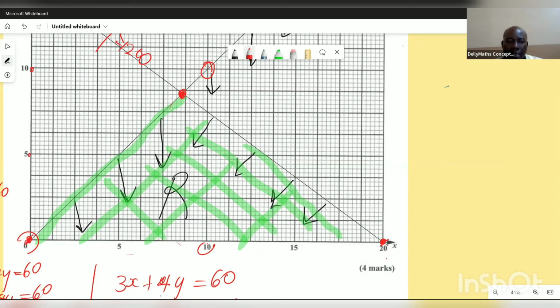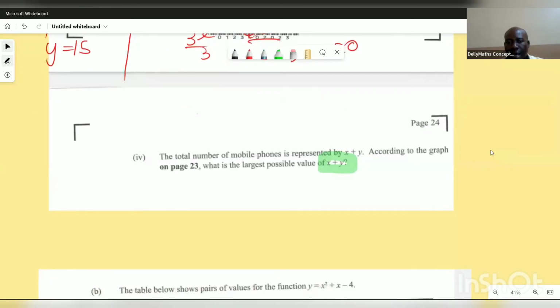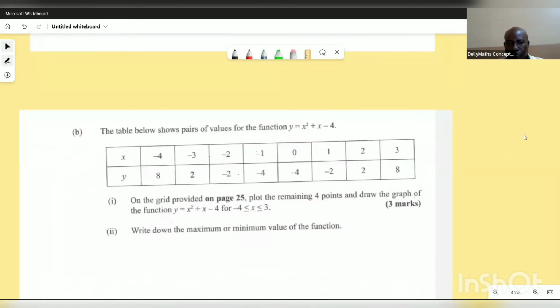But when you look at this, this is 0, 0, so that is out. This is less than 10, less than 10. When you add this, it does not pass the 20 here. So the largest value of X plus Y gives us a 20 here, and it will be the largest number of phones that would work, 20. So X plus Y would be 20 based on the grid that we're looking at.